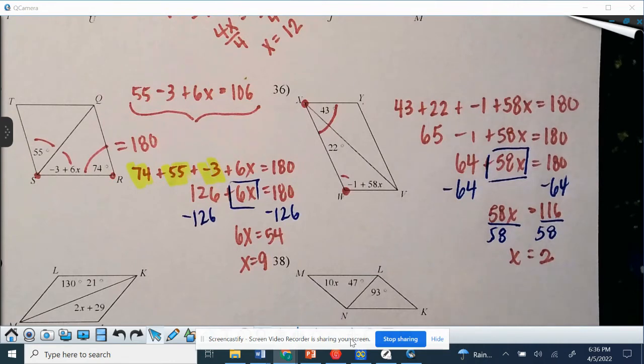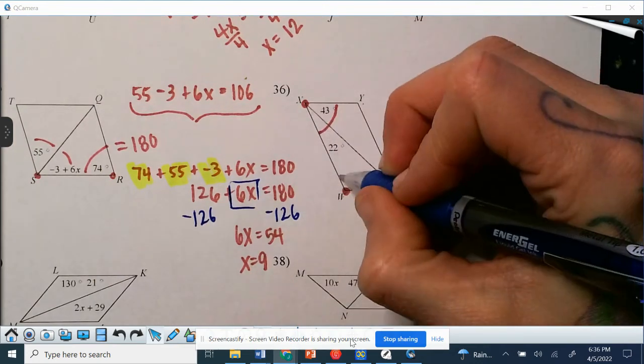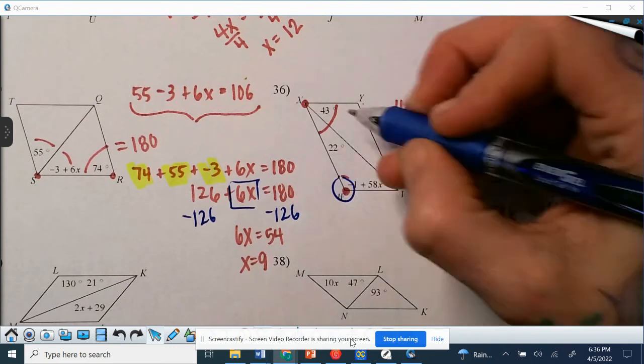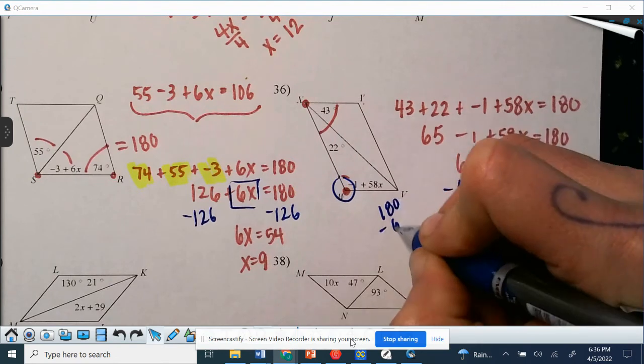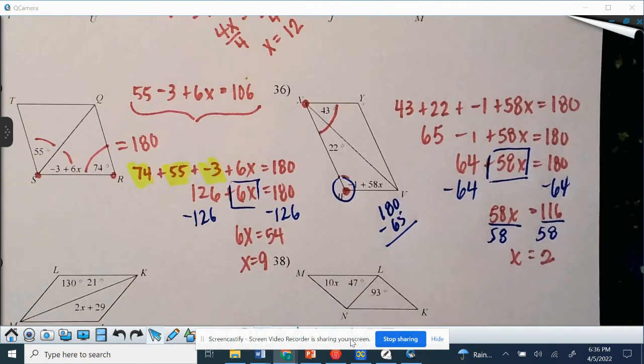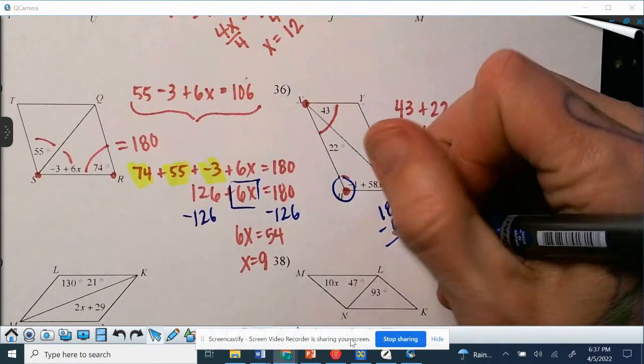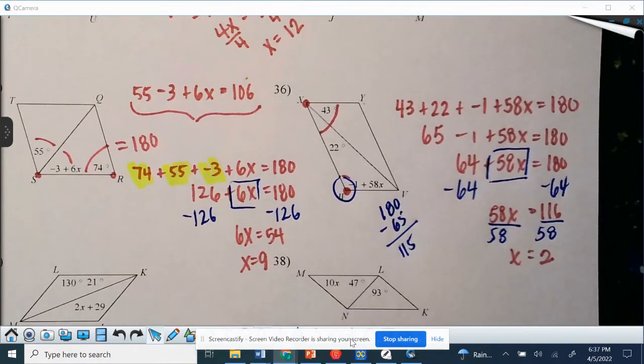Make sure you pay attention, because some of these, you could know the angle measure without having to do very much math. So like, if it was asking for VWX, like it wants to know what is the measure of this angle, if I know that 65 of my 180 is already taken, then I could easily answer that question without having to solve for x or do much math: 115 for that corner.